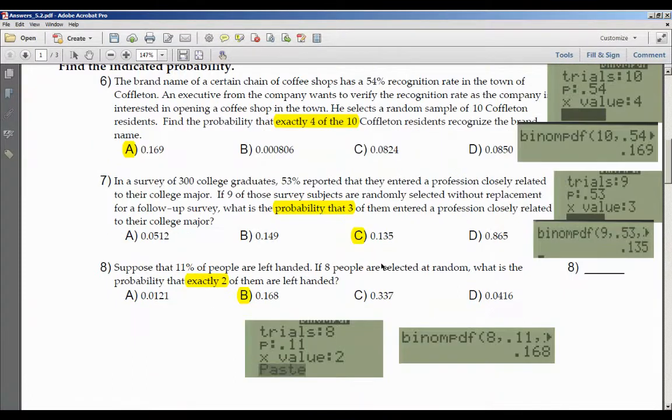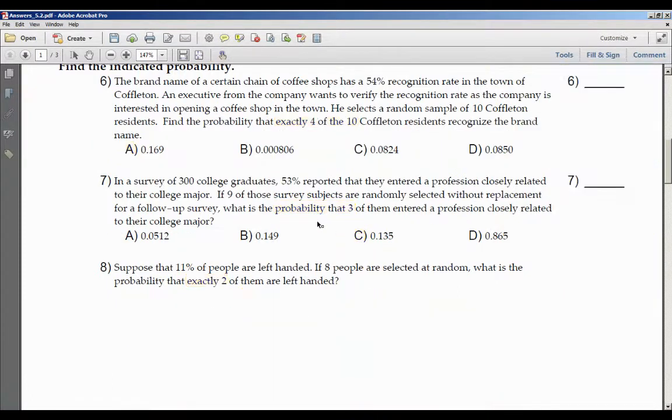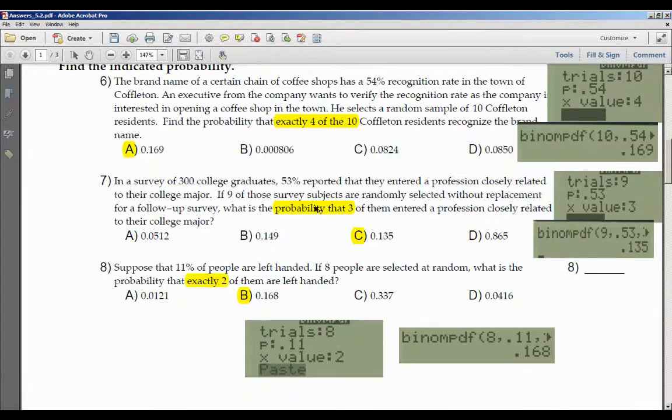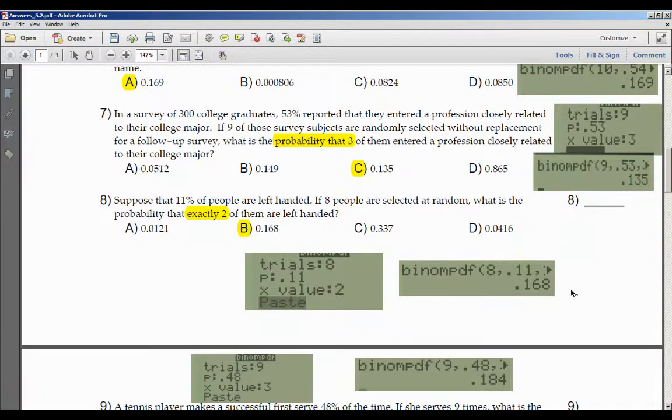Number 7, you've got 300 college students. There's your N value. You have your probability, 0.53. You're looking for the probability of exactly 3. Once again, PDF. 9 trials. There would be 9 surveys, 9 trials. Probability of someone reporting at the end of the profession that they closely relate to their major, 53%, and you're looking for the probability of 3. There's your X value.